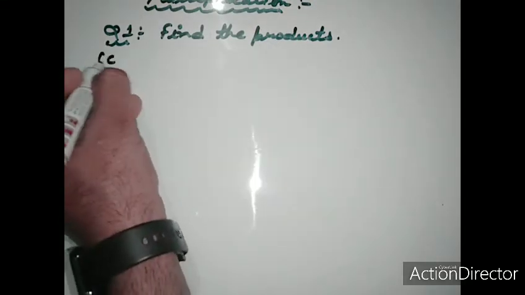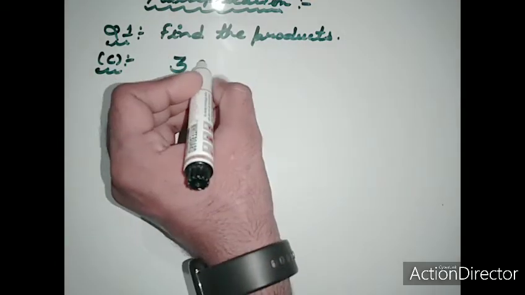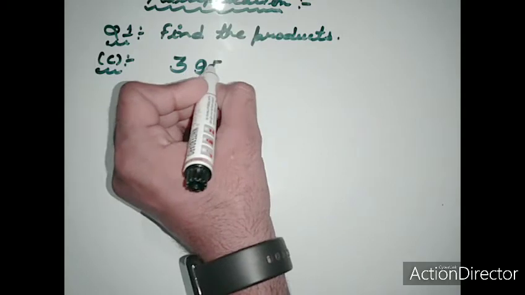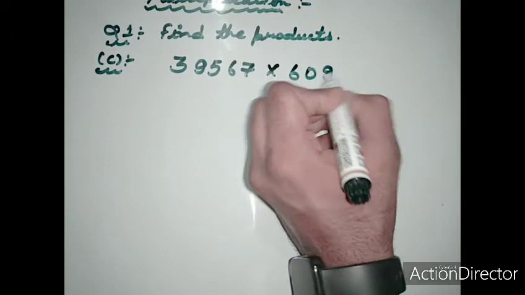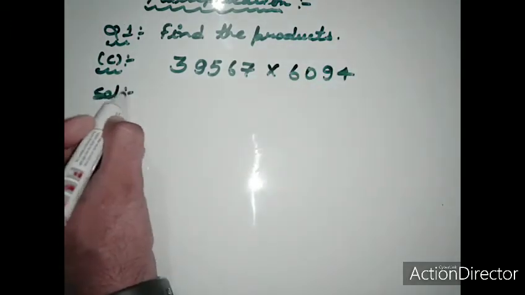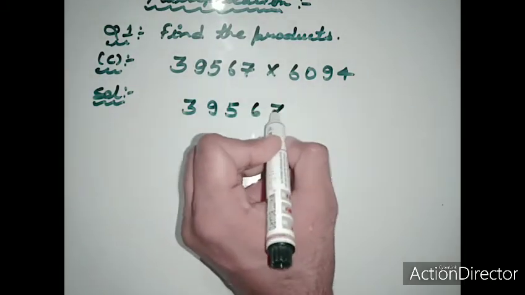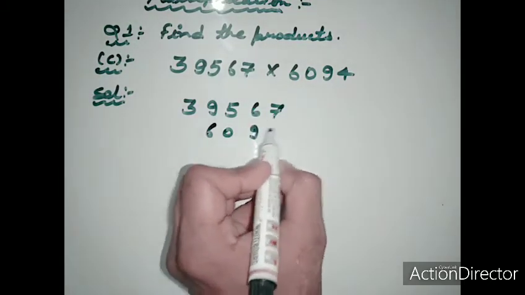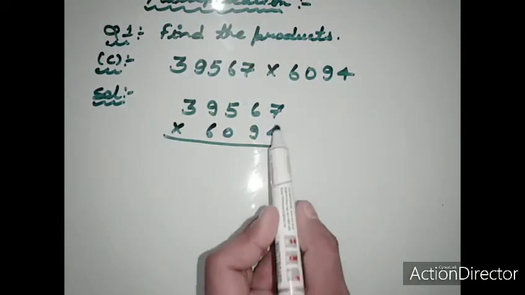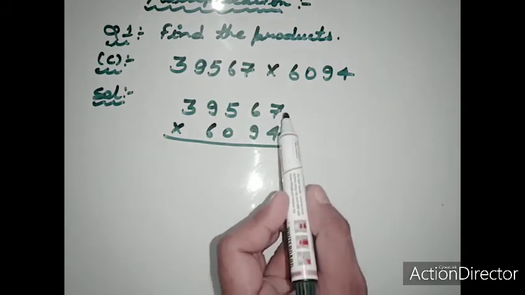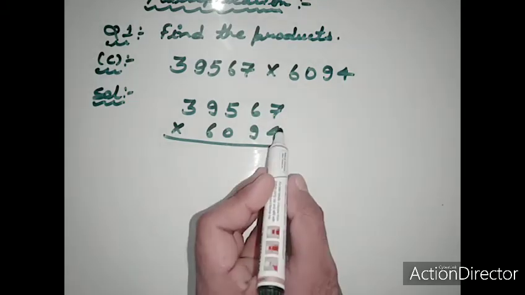Now here we take some other examples related to multiplication. Now, 39,567 multiplied with 6,094. So here we use the basic method of multiplication. So now what we do here, first we multiply this number with 4, then this number with 9, then 0, and then 6. So now we start with 4.